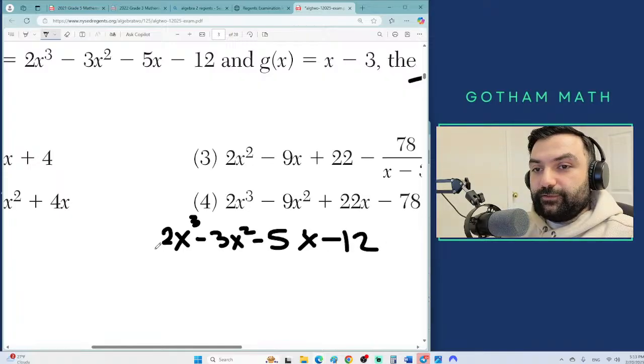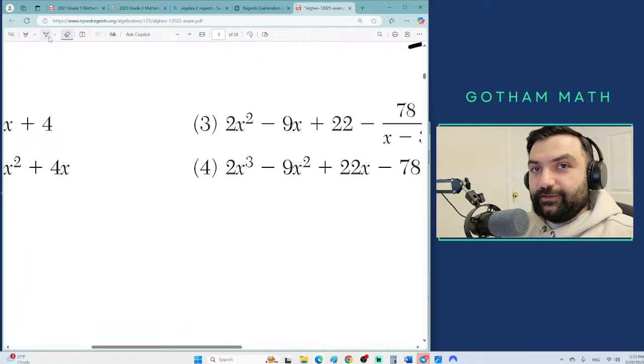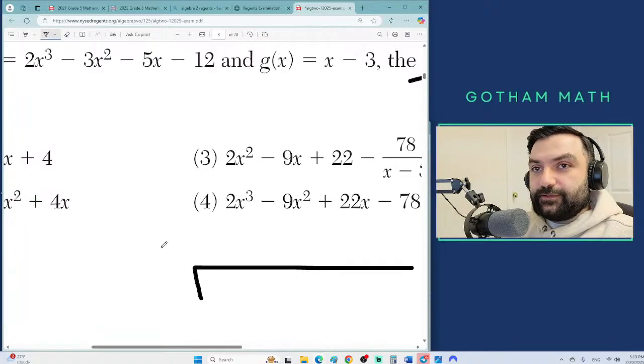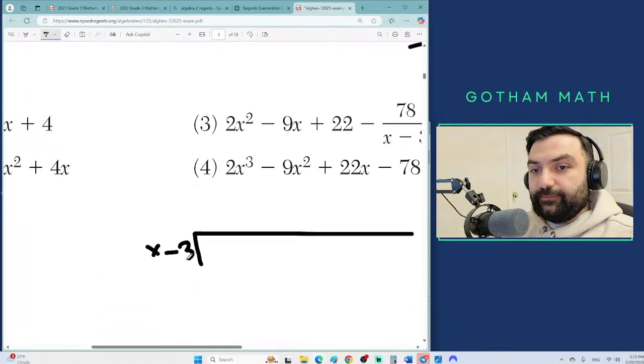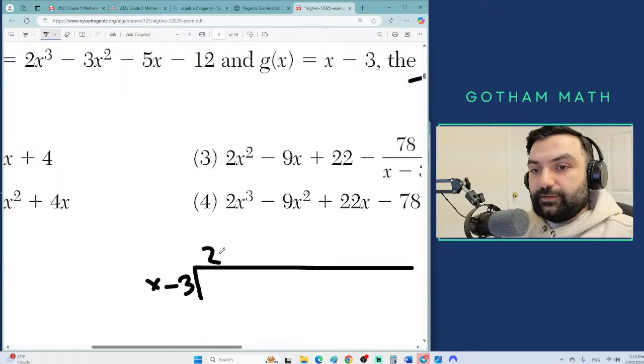I regret writing it so high, because I'm not going to be able to put the answer there. Oh my god. All right, basically the answer. So this is going to be x minus 3, and this is going to be 2x to the third minus 3x squared. What am I doing? Apologize. 2x to the third minus 3x squared minus 5x minus 12.